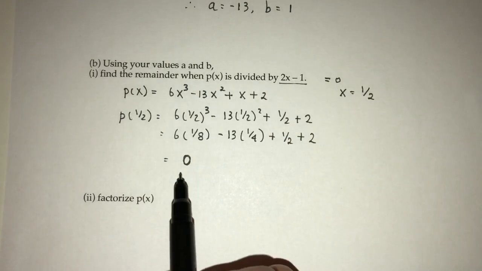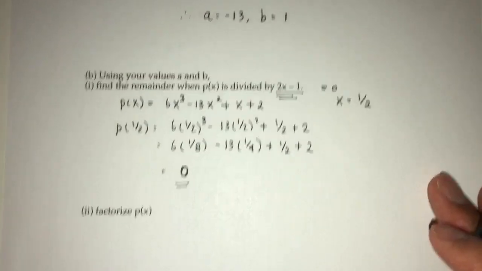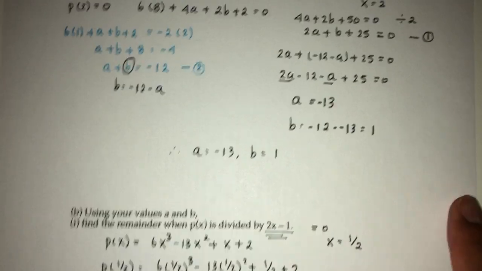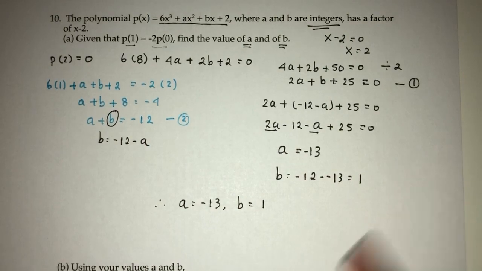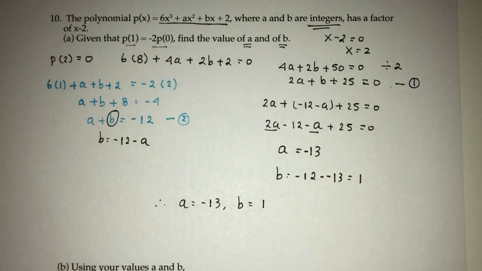So that is my remainder. It means that this is a factor of the function. So now, this is based on my values of a and b. If you do see any mistakes in the equation, let me know because it is pretty simple to follow what happens. If you see anything wrong, let me know.